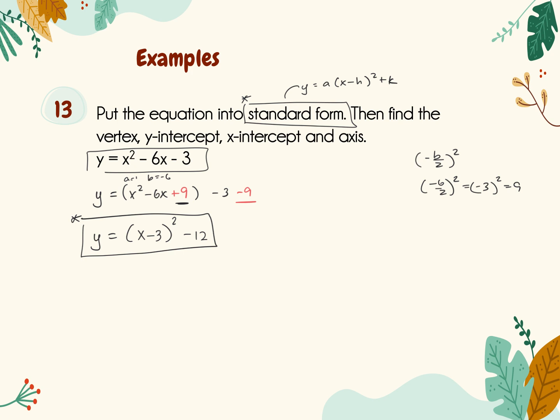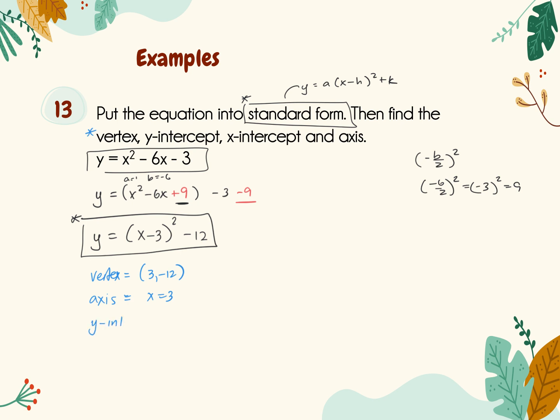Now that it's in standard form, I can use this to find whatever information they ask me to find. So for example, in here they asked me to find the vertex. Well, the vertex is very easy to find in standard form. I know the vertex is (h, k), which means (3, -12). My axis of symmetry is going to equal x = 3. Remember, it's in equation form.